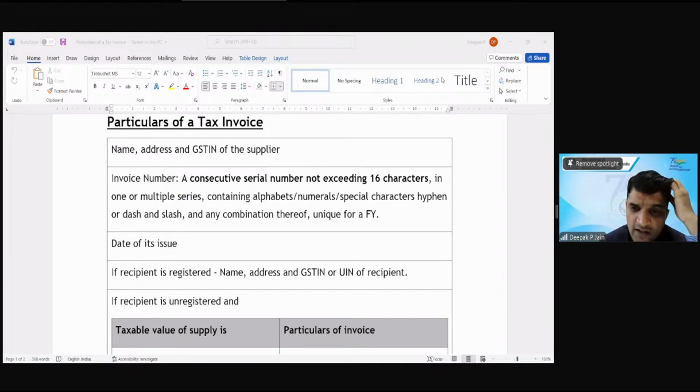What is UIN? Unique Identification Number. Some people get GSTI number. Some authorities like the consulate office, etc., they will receive a UIN number. They will not receive a GST number. I'll just read out what is exactly UIN number.